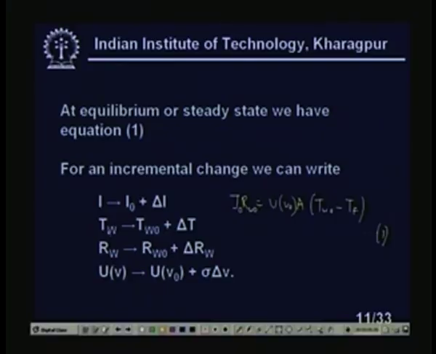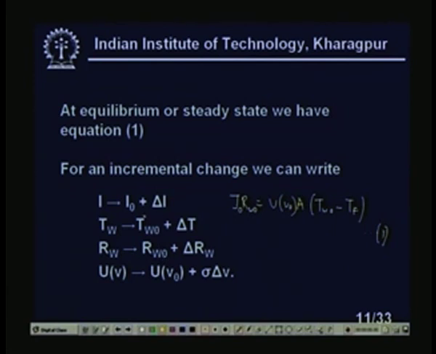So now it has new values, it is a time varying value. So these TW, RW, I are all time varying, all these elements are time varying, whereas these are steady state conditions. If it is time varying, I can write the incremental increase: I naught plus delta I, TW plus delta T, RW equal to RW naught plus delta RW.